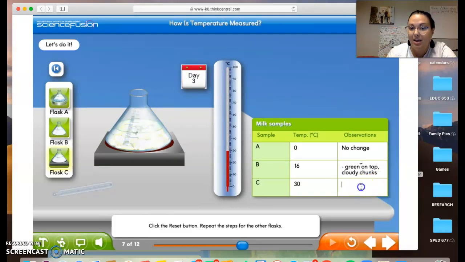Whoa, okay. So tons of liquid evaporated. Lots of nasty stuff grew. Color change. All right, let's see what they want us to do next.